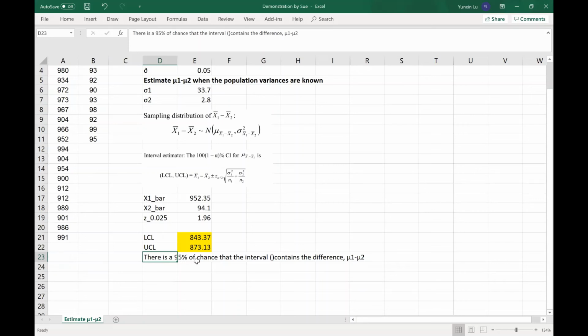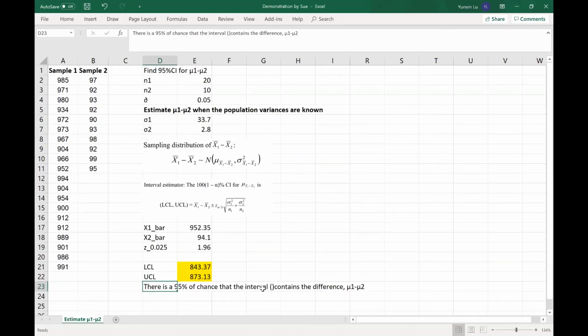There is a 95% chance that the interval contains the difference. And I will enter the number here. We need to pay attention that we need to keep two decimals. So what we get in the last is two decimals. That is all for this video. Thank you.